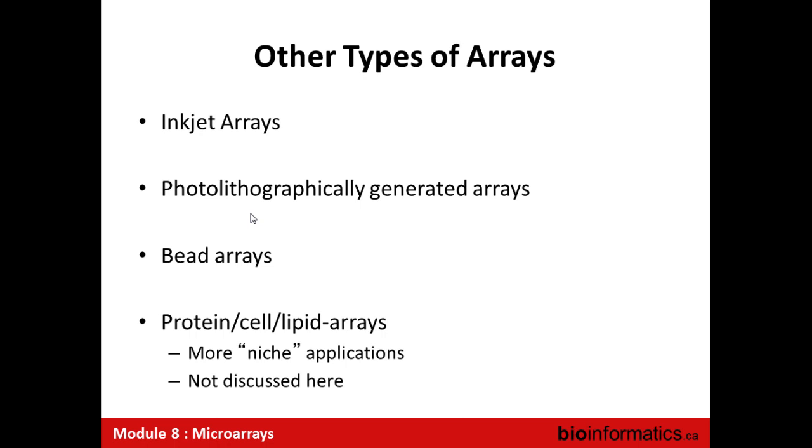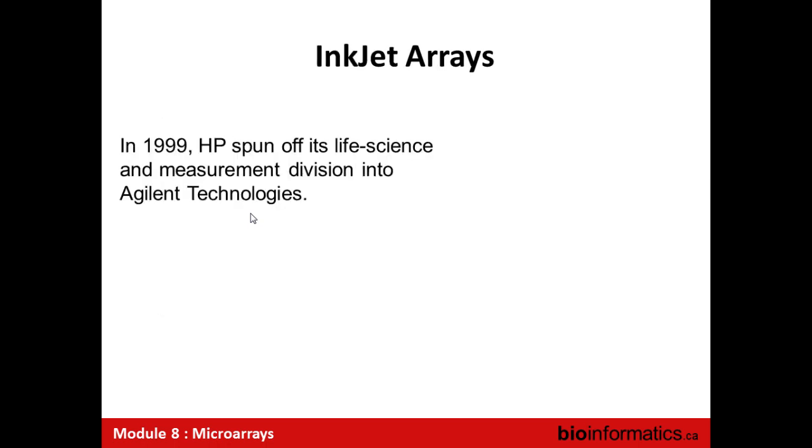TCGA uses, I think it's 184 protein array for a lot of studies. It's not useless, but it's 184 proteins out of the 20,000 plus, all the post-translational modifications. So it's a very limited assessment compared to what we do with typical genomic studies. So we're going to go over each of these in a bit of detail, and we'll start off with inkjet arrays.